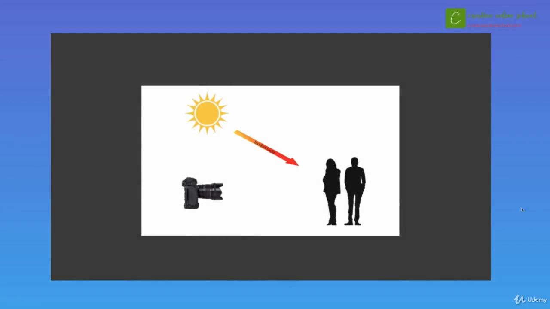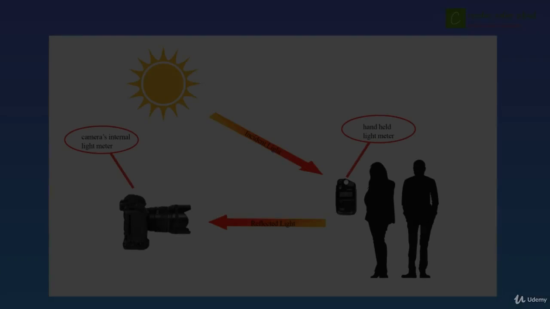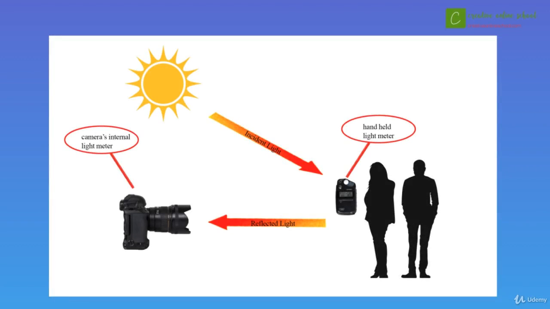What's the difference between reflected light and incident light? Reflected light is the light that bounces off or reflects from your scene or subject back to the camera's lens. This is read by your camera's internal light meter. The incident light that is falling on your subject is read by a handheld light meter. When using a light meter, it allows you to get a reading to measure the light falling onto the subject rather than the light reflected back to the camera.